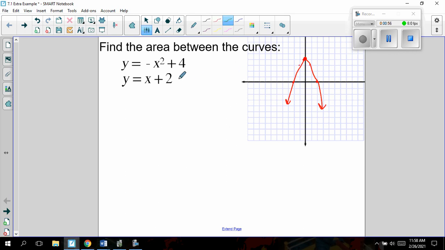I'm just going to switch colors. So the other one is a line up 2 with a slope of 1, down, down. So I get this nice line here. They do meet at these points. It's kind of hard for me to draw it, but you've got that.